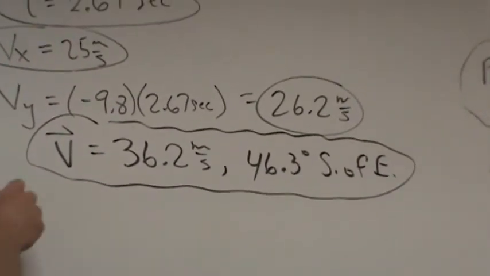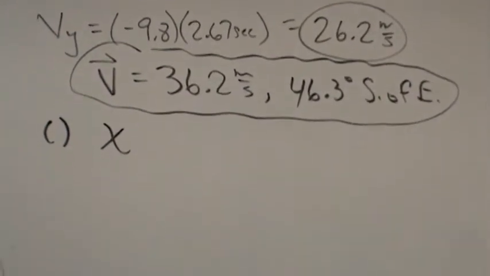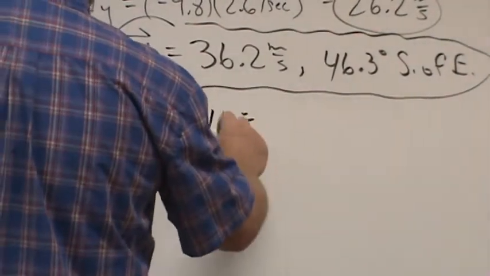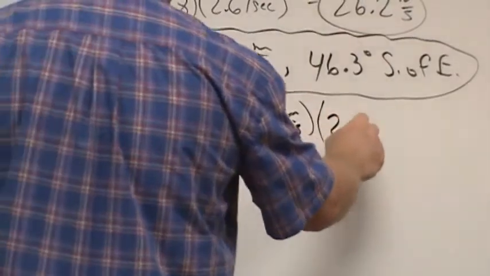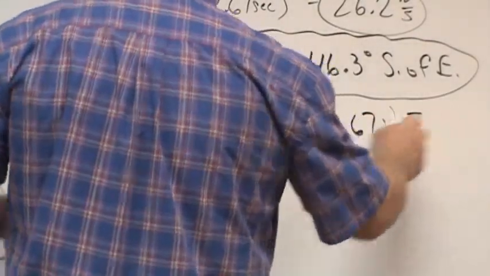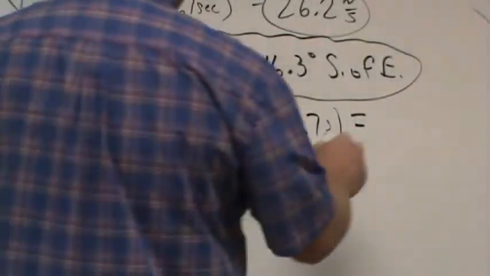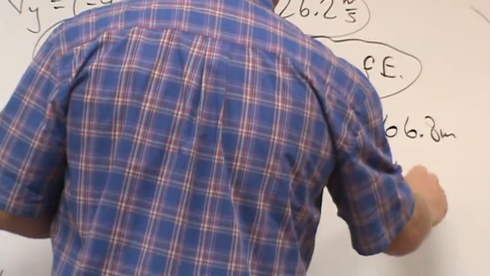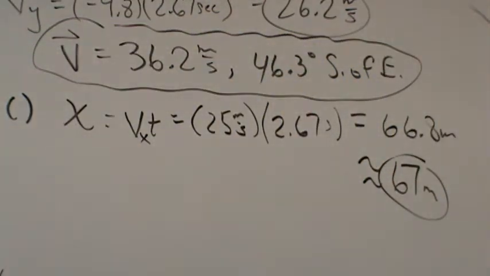And then finally, part C, they want to know where it lands. They want to know its range, essentially. And then I'm just going to do x equals vt. The velocity in the x direction is 25 meters per second, and the time it falls is 2.67 seconds. So I get 25 times 2.67 seconds, about 66.8 meters, or about 67 meters. Hey, any question or problem on this example?